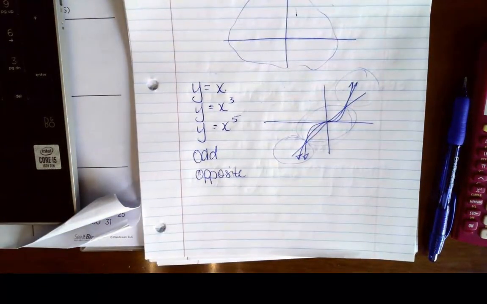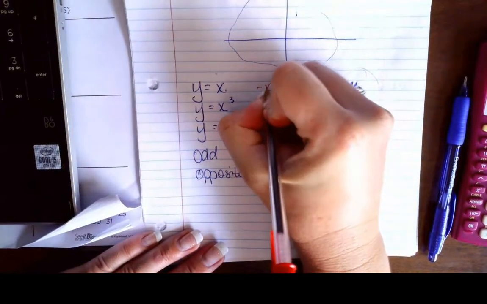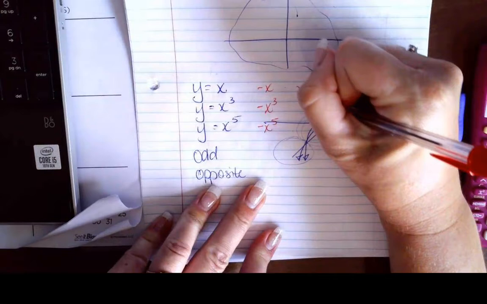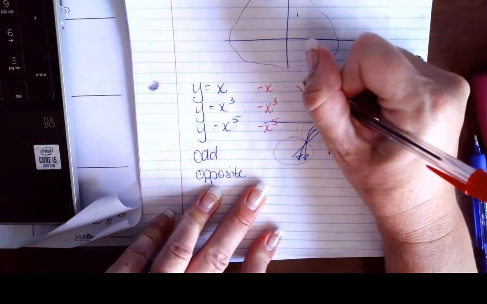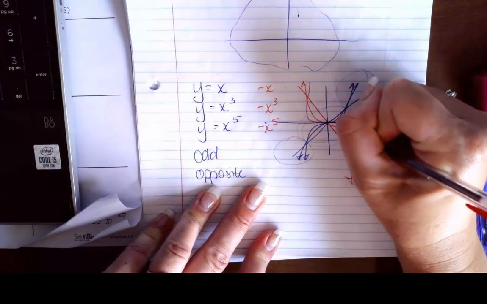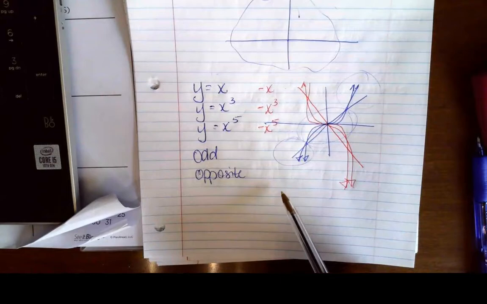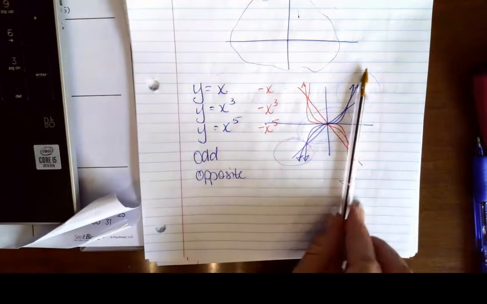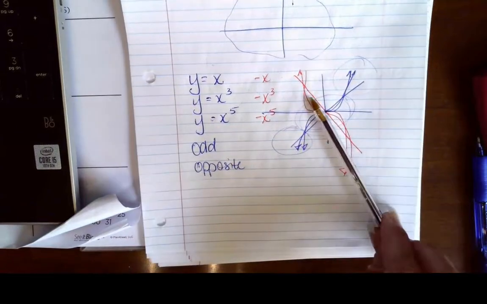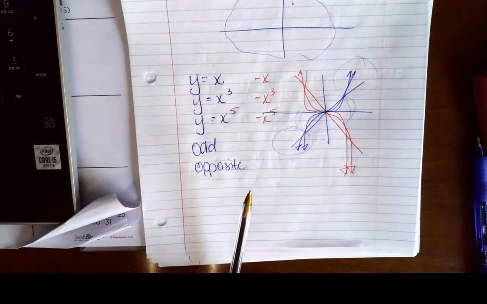Well, what happens if we flip it? If I have a negative x or a negative x cubed or a negative x to the fifth, well, here's your negative x. Here's your negative x cubed. And then here's your negative x to the fifth, like that. And so now look at the red stuff. As I go to the left, he shoots off in an upwards direction. As I go to the right, he'll shoot off in a downwards direction. So an odd exponent still will be shooting off in opposite directions.